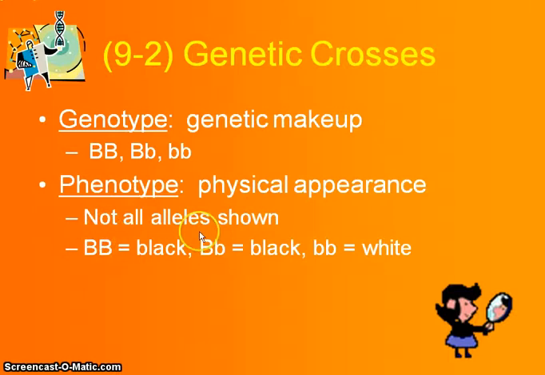So you don't always see every single allele that an organism has. For instance, in mouse fur, let's say black is dominant over white. Well, you could have black fur and be homozygous dominant, or you could be a dominant and a recessive. So you could have two different genotypes and still have the same phenotype. The only way you would get that recessive phenotype is if you had both recessive alleles.